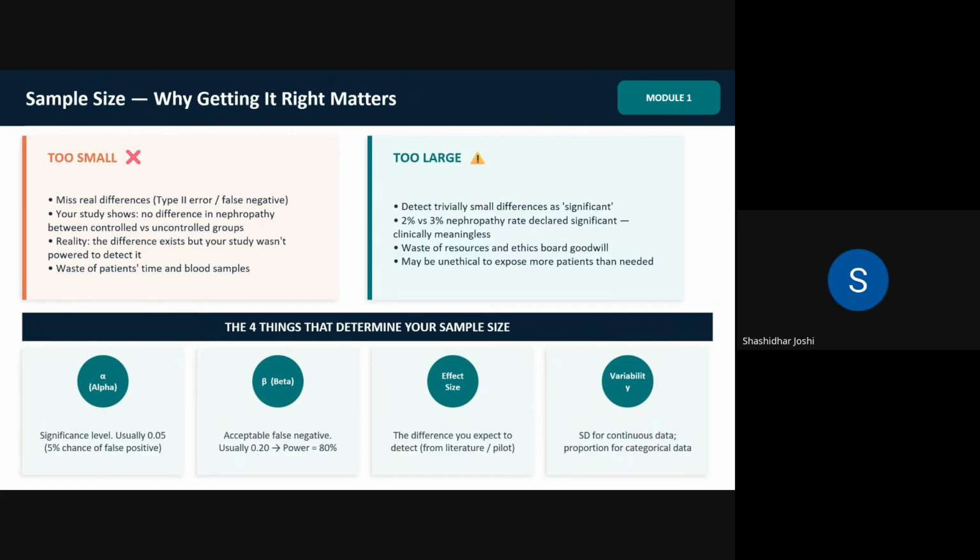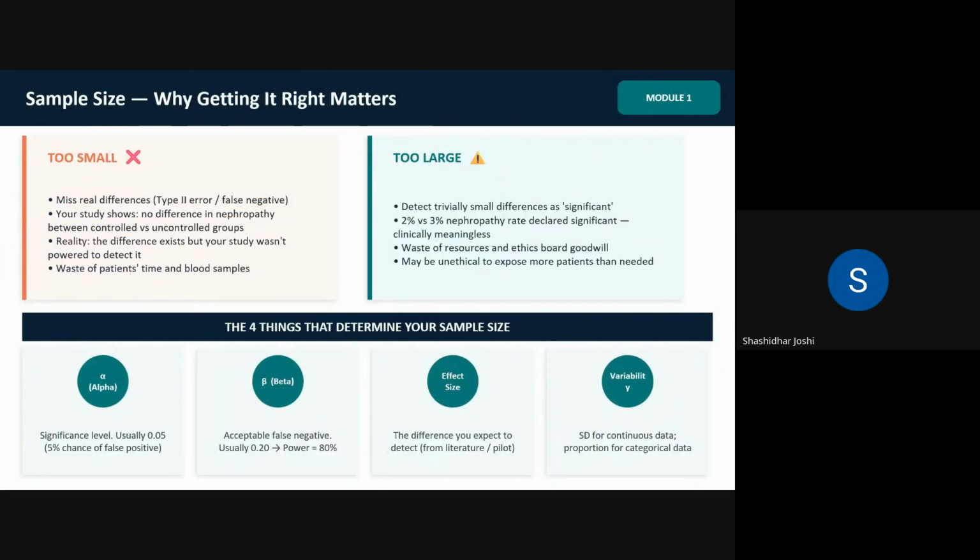Okay, now too small, why? Because you may miss a real difference which you are expecting to see in future. If your analysis says there is no difference, even though you're expecting some difference, then it's a problem. So that's the reason a too small sample is not recommended. If your study shows no difference in nephropathy between controlled and uncontrolled, whereas you believe there is still a difference, then it's a problem. Okay, so there is also waste of patients' time and blood samples. So that's a repercussion of that.